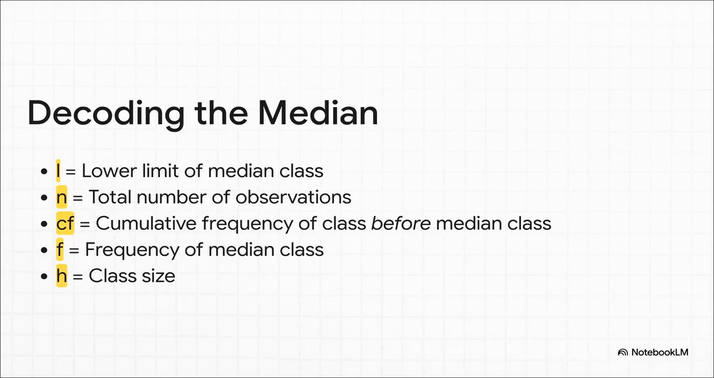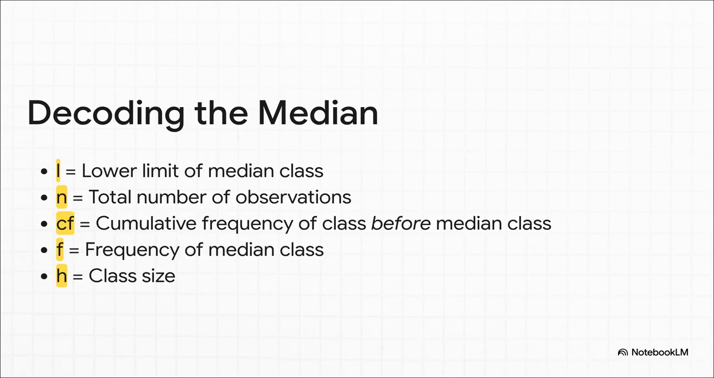L, F, and H are the same as before: lower limit, frequency, and class size, but this time for the median class. The new players here are N, which is just the total number of observations, and CF. Now, CF is the cumulative frequency of the class that comes just before the median class.